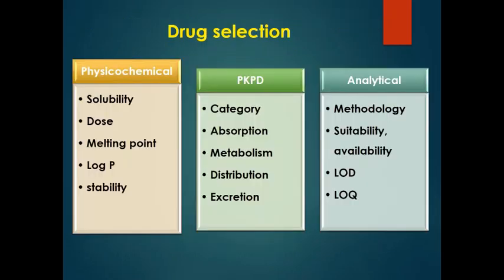So now we'll see drug selection, how a drug can be selected. So first thing we need to consider is physicochemical properties like solubility, dose, melting point, log P, stability. And next, PKPD, pharmacokinetic and pharmacodynamic actions like category of the drug and its ADME profile: absorption, distribution, metabolism, and excretion. And next, coming to the analytical, which is also very important. Why, I'll tell you. So you need to see methodology, suitability, availability of the method or availability of the instrument, LOD and LOQ. So we'll see one by one why we need these things.